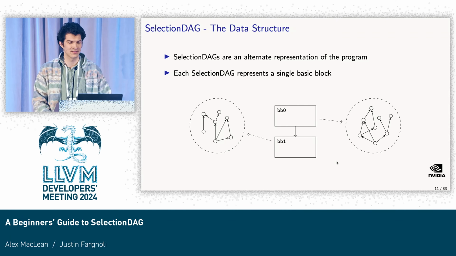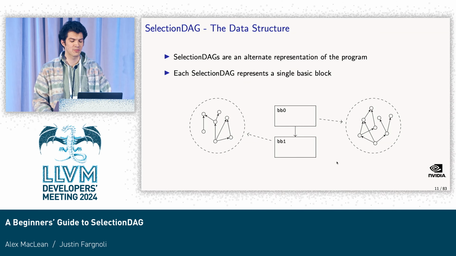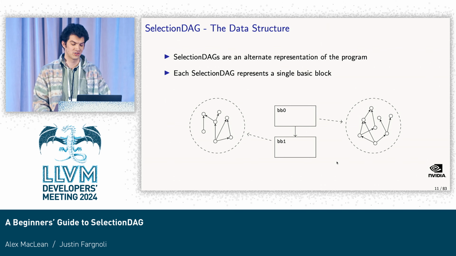All right, so SelectionDAG is a framework, and it's also a data structure. Some of you may have guessed it's a directed acyclic graph. And this is a way to represent the meaning of our program. It's another form of IR, similar to LLVM IR or machine IR.